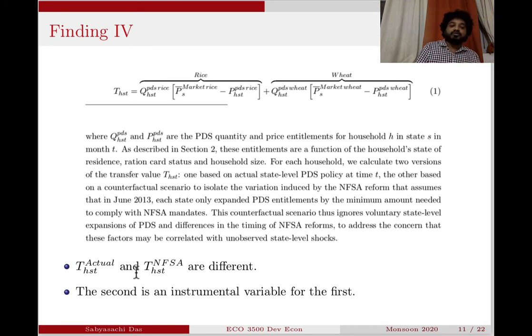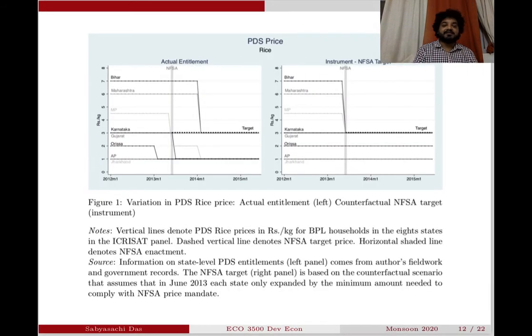So what they're going to do, they're going to use the stipulated amount, the amount of the transfer that is stipulated by NFSA, as a predictor of the actual. Okay, so to motivate this, let's look at this graph.